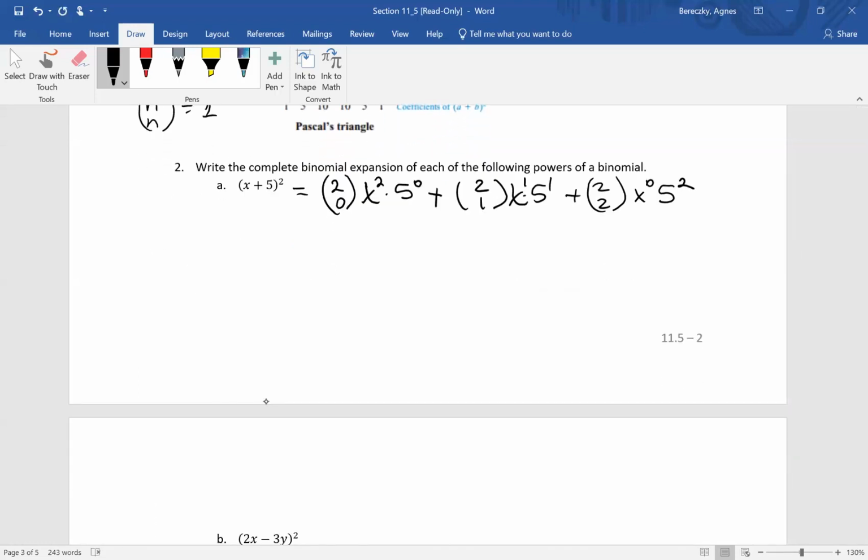2 choose 0 by definition is 1, so we would have 1. This will be a 2, and this will be a 1. Anything to the 0 power is 1, so we get 1 times x squared, 2 times 5, which is 10x, and this is 1, x to the 0 power is 1, 5 squared is 25.